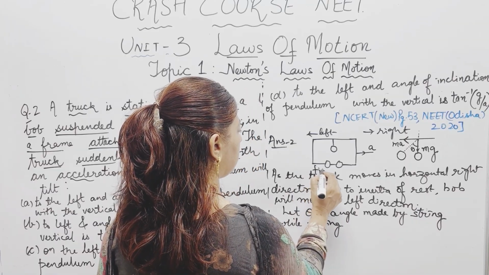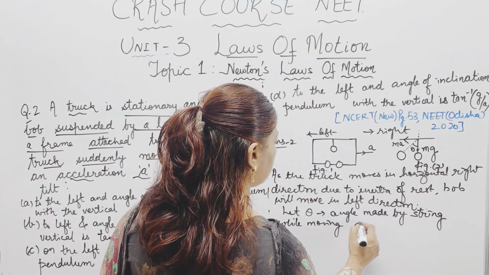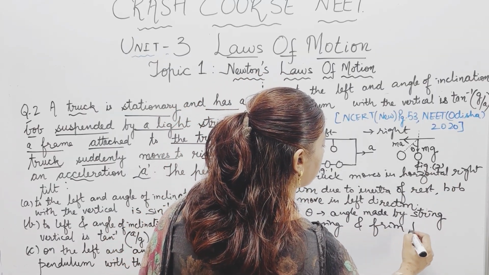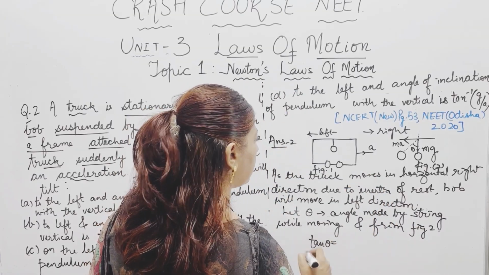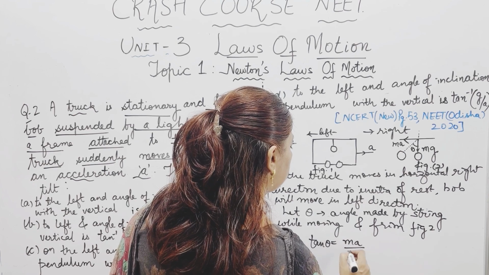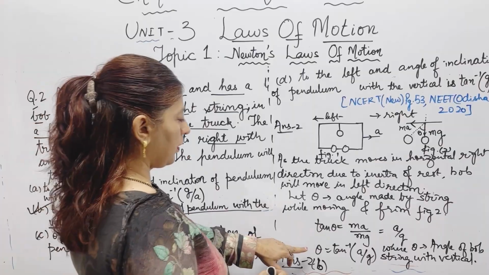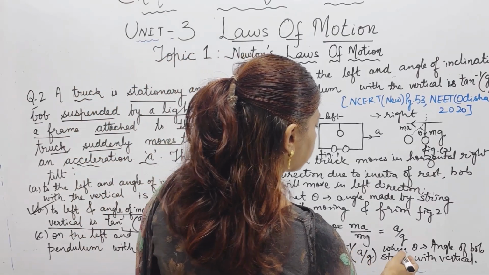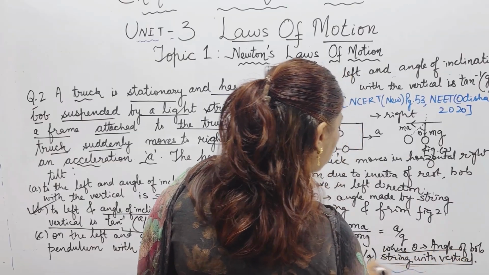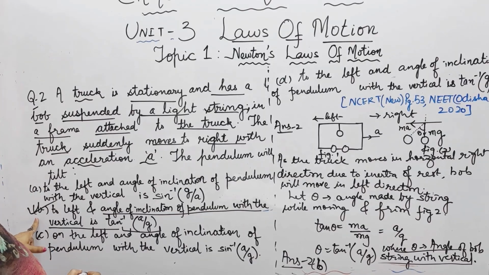The figure 1, this is figure 2, and from figure 2, what we have is tan theta is equal to ma by mg, or it is a by g. Theta is tan inverse of acceleration upon acceleration due to gravity, where theta is the angle the bob string is making with the vertical. So the option for this is the B option, and the answer is given by 2B.